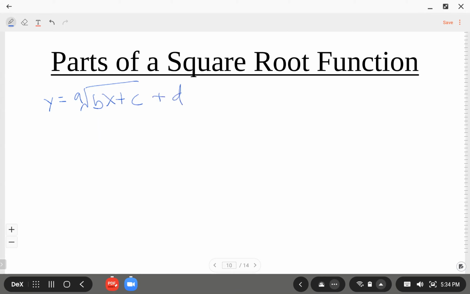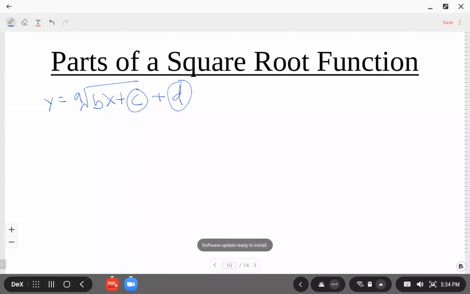Let's think back to exponential functions and parabolas. Usually these c and d values, or as you can call them h and k, like in vertex form for parabolas, what do they do? c, you add to the x value or subtract from the x value. It shifts horizontally. And d is usually a vertical shift.